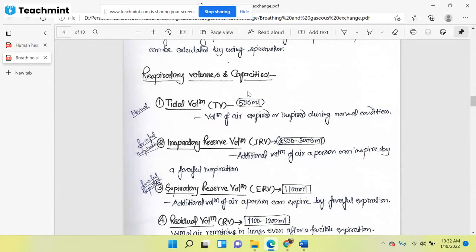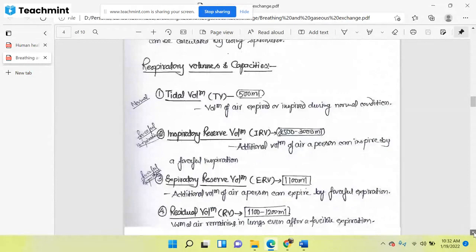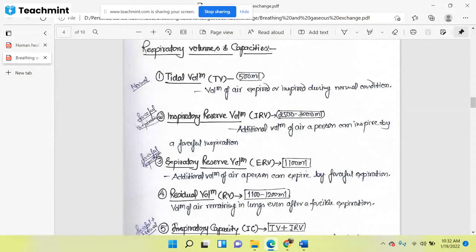Tidal volume is what we are inhaling and exhaling in normal condition. Whatever volume we inhale and whatever volume we exhale is called tidal volume, and it is approximately 500 ml. Now, another important respiratory capacity is inspiratory reserve volume, IRV. Here, it is the additional volume of air a person can inspire by forceful inspiration. I told you the normal inspiration and expiration volume, when we are normally inhaling and exhaling, is around 500 ml.